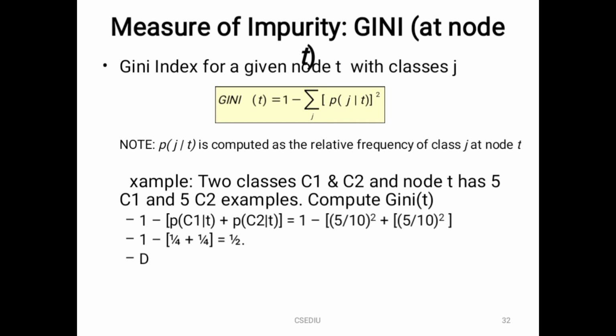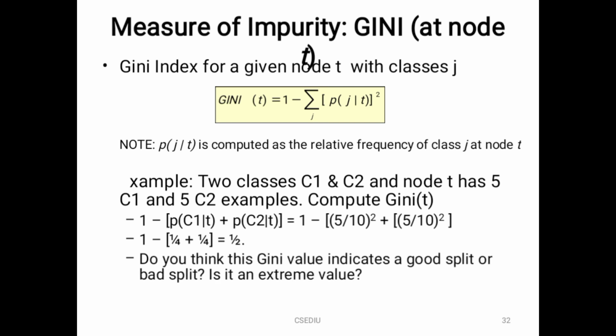Compute the Gini. We calculate the Gini index: 1 minus the sum of P of C1 given t squared plus P of C2 given t squared. C1 count is 5 out of 10 total, squared, plus 5 out of 10 squared, equals 1 minus (1/4 plus 1/4), which equals 1/2. So the Gini is 1/2. The Gini value indicates a good split or a bad split.